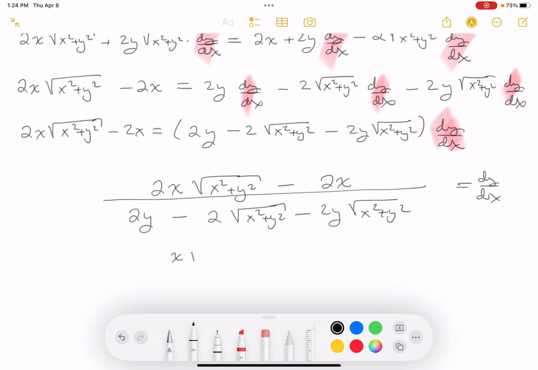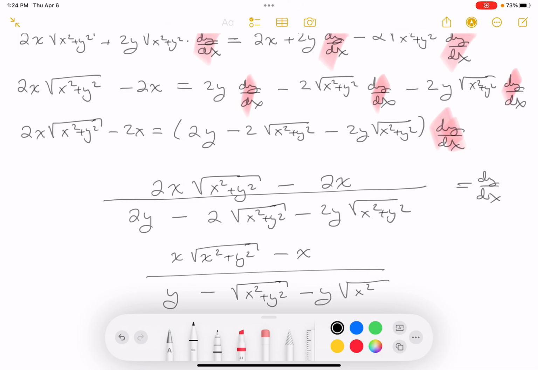x. We'll look at the key momentarily, by the way. I'm dividing top and bottom by 2. And what do you get there? You get y, then minus the root of, and then minus y times the root of. And that's dy/dx.